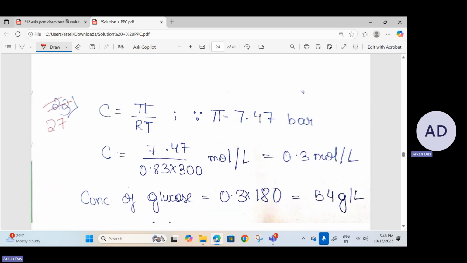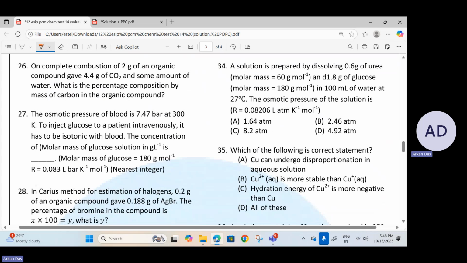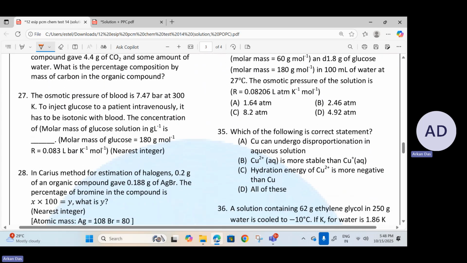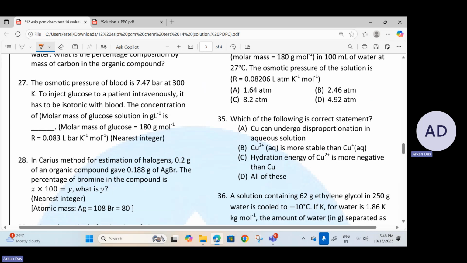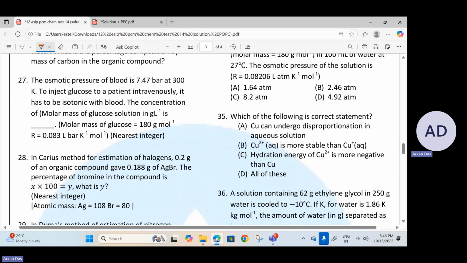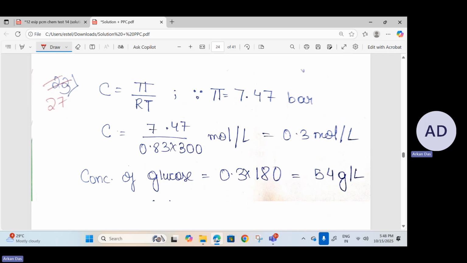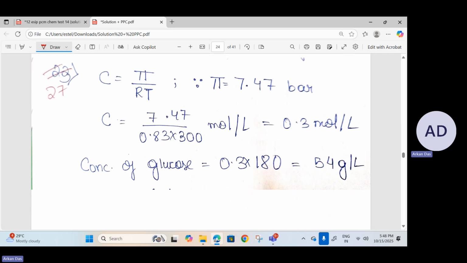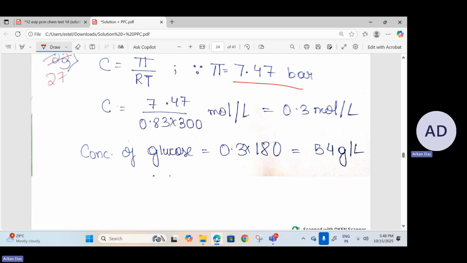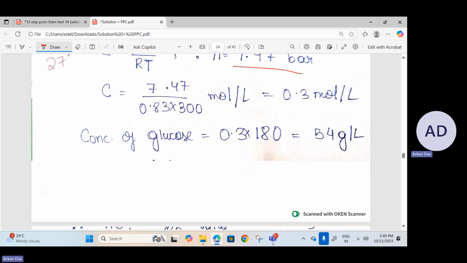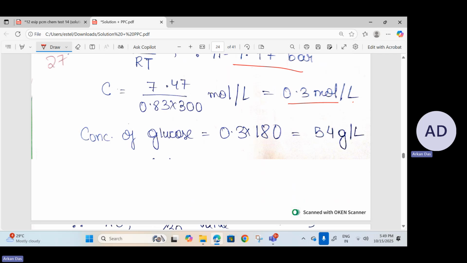Again, question number 27. They're saying that osmotic pressure of blood is this much bar at 300 Kelvin. To inject glucose to a patient intravenously, it has to be isotonic with blood. Okay, fine. Let's go for it. So you are finding the concentration C equals to pi by RT. Pi is given as 7.47 bar. So the concentration is 7.47 divided by 0.083 into 300 mole per liter, the concentration overall is coming as 0.3 mole per liter.